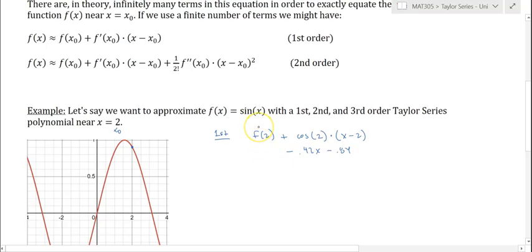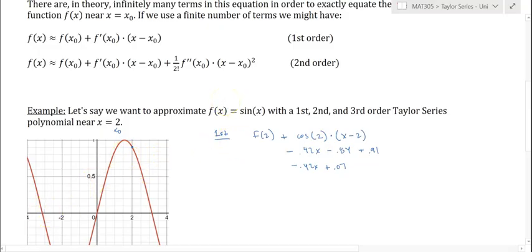And then f of 2 would be sine of 2, and sine of 2 is about 0.91. So I'll just write it on the end here. And so all I want you to see is that this is just a linear function, negative 0.42x plus 0.07. Negative 0.42x plus 0.07. So that's why we call it a first order, because it's just a linear function approximation.